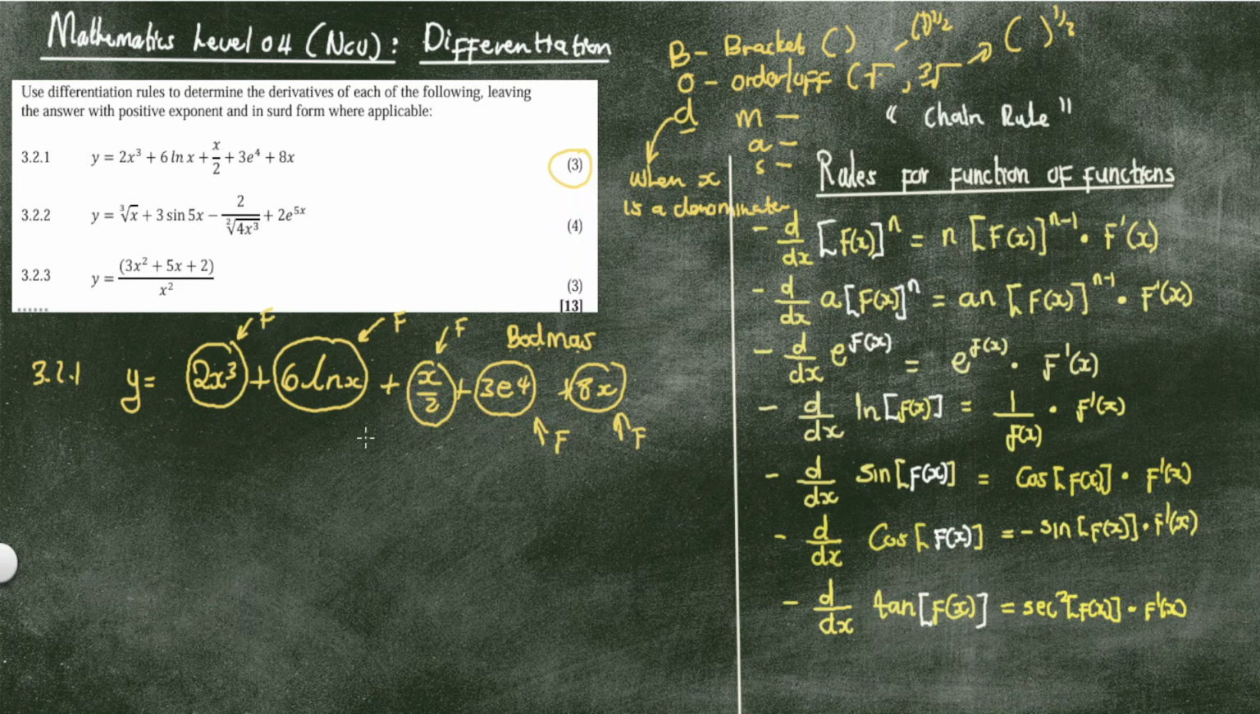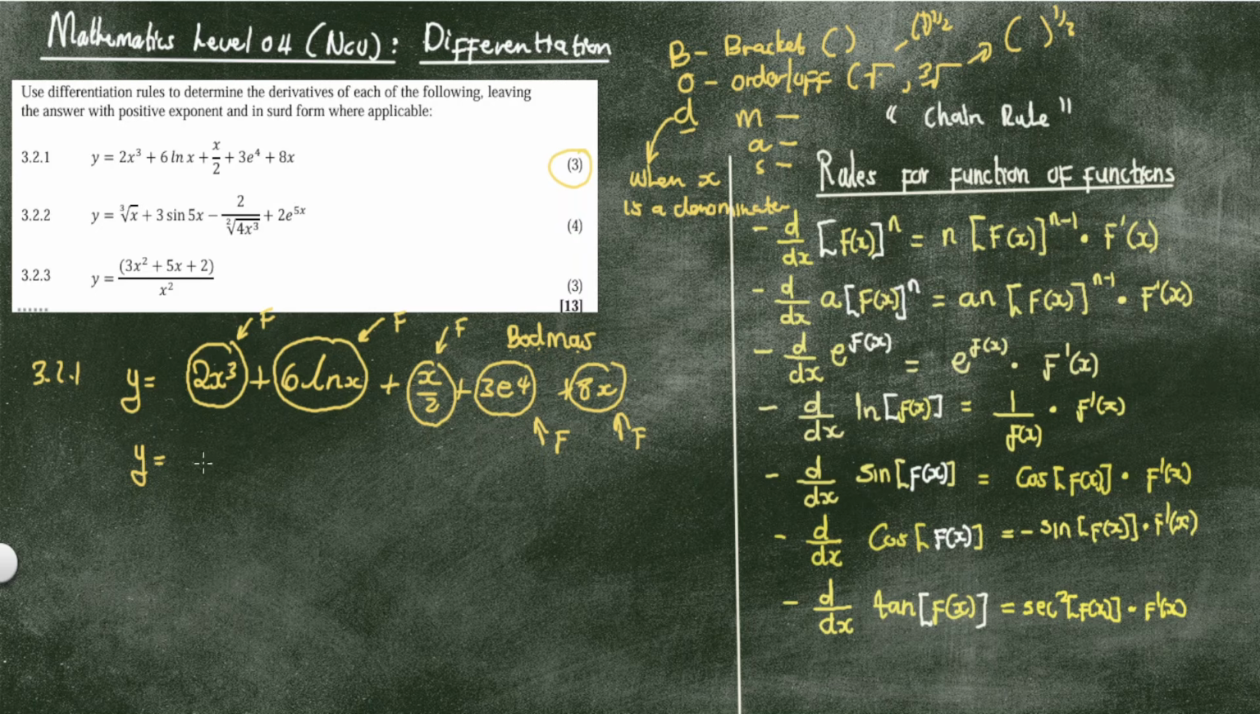Before we differentiate, another thing you should ask yourself: are there brackets? Of course not. Is there order? No. Is there division where x is a denominator? Of course not. Is there multiplication? No. There's only plus and subtraction. So this is a signal you can now differentiate.